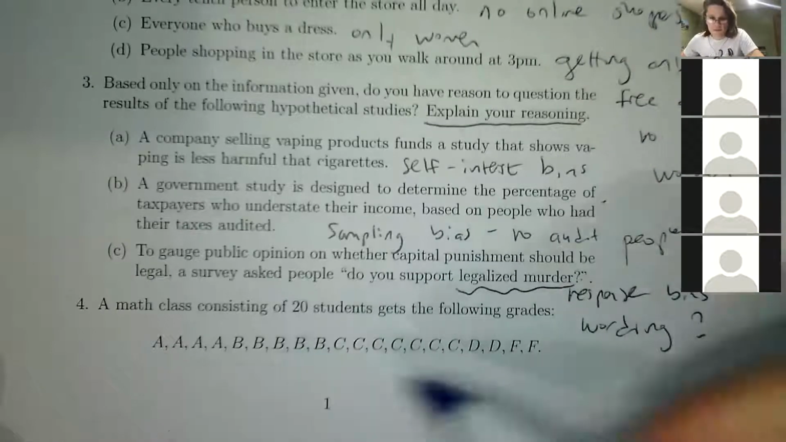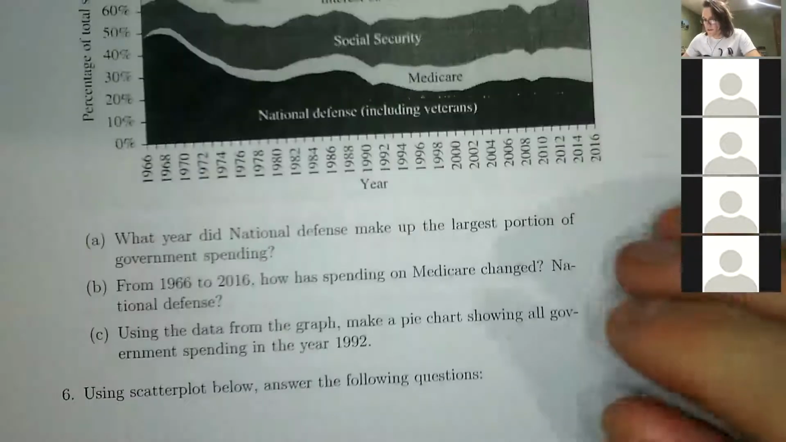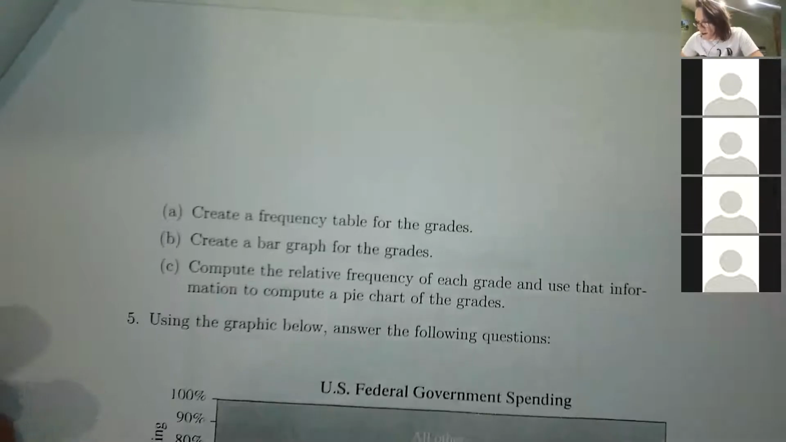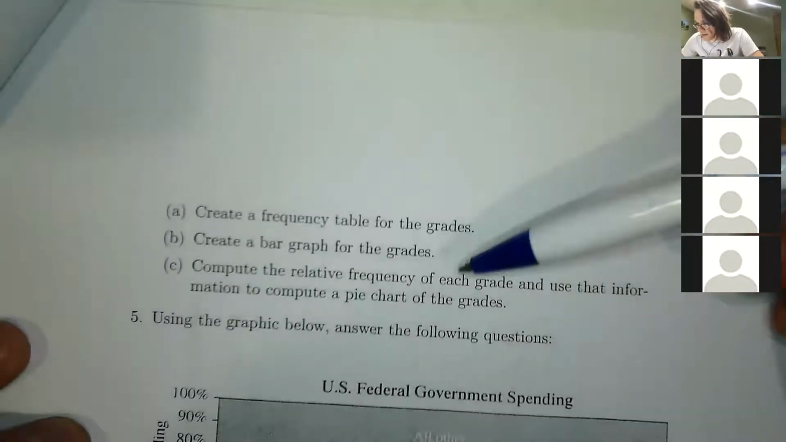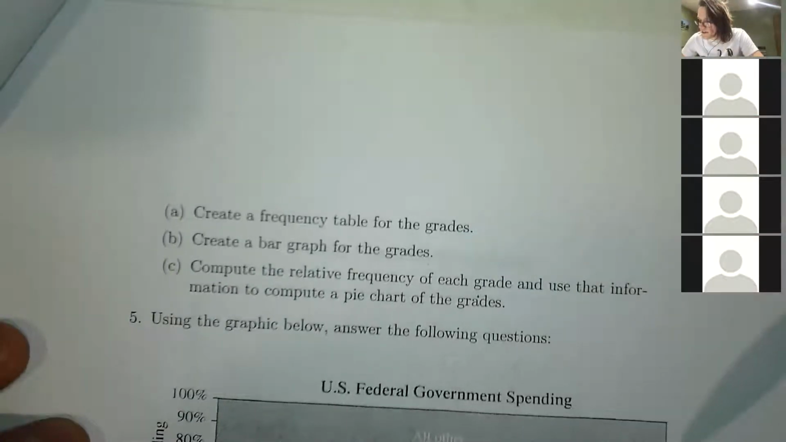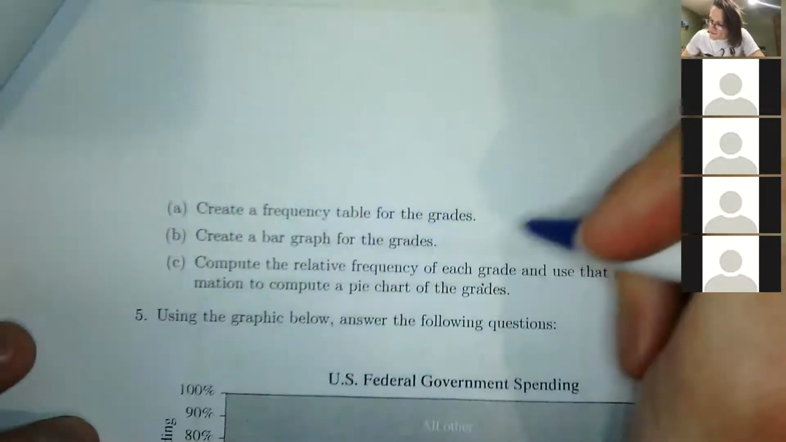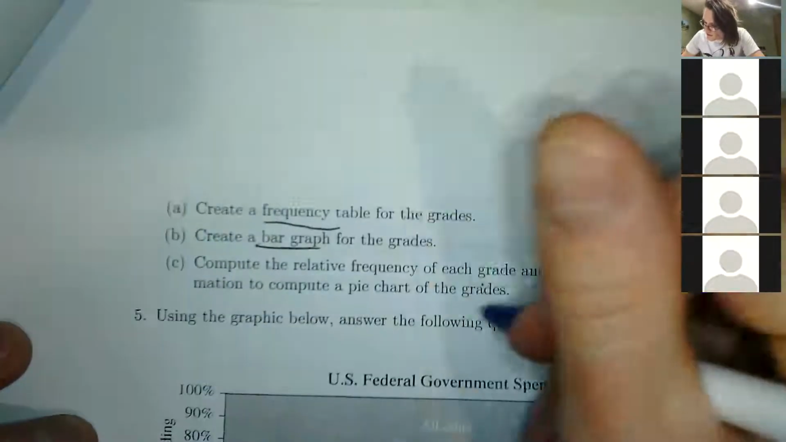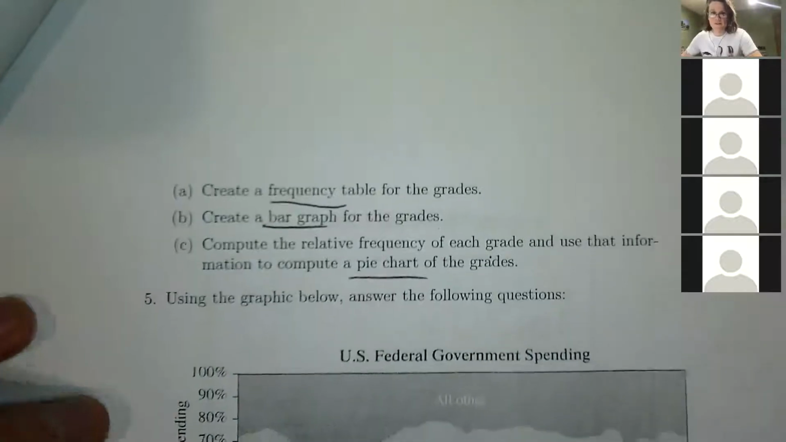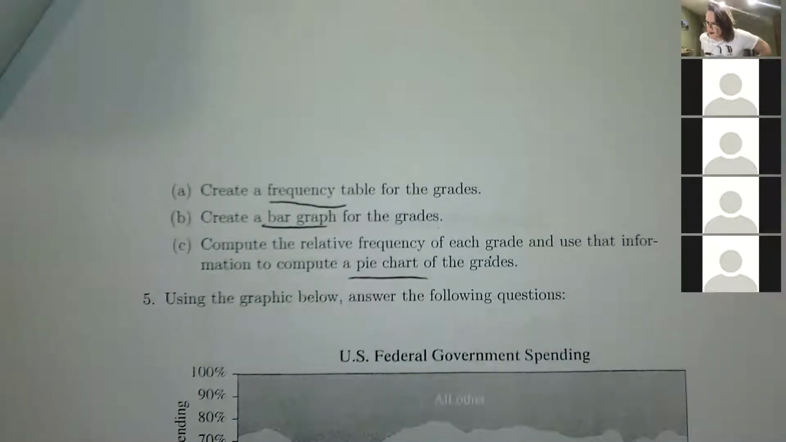So you get a ton of grades. All right. So we want to do a bunch of things. Create a frequency table, create a bar graph, and then create a relative frequency of each grade. Basically, we want to make a frequency table, a bar graph, and a pie chart. All right, so 3 things.